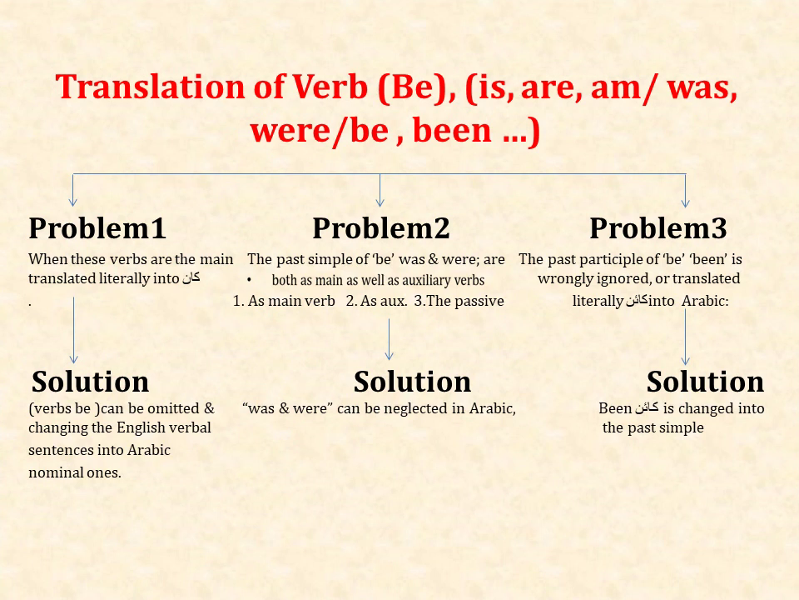Now let us see this chart as a summary for our lecture. Translation of verb be has three problems. Problem 1, when these verbs are main in the sentence, they are translated literally into كان, so this translation is poor. So what's the solution for this problem? Main verb be can be omitted, changing the English verbal sentences into Arabic nominal ones.